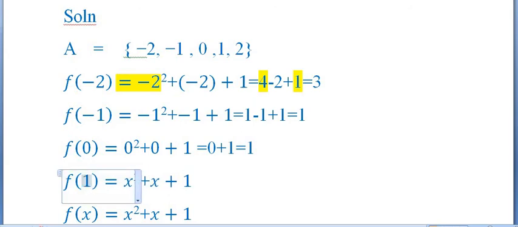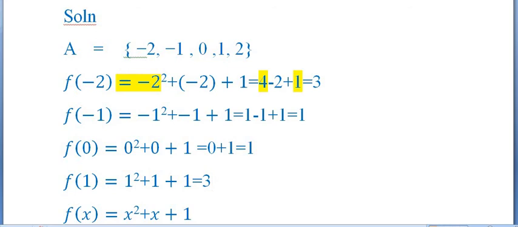1. Here also 1. 1 squared. Here 1. So 1 squared plus 1 plus 1: 1 squared, 1 into 1, 1 plus 1 plus 1. So what is the answer? That is equal to 3. We can write it 1 plus 1 plus 1, 3.